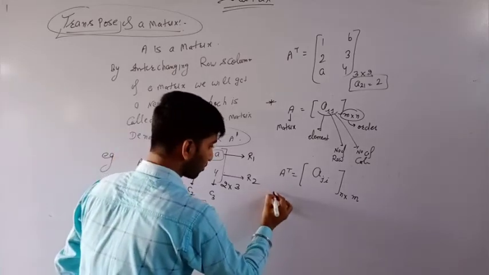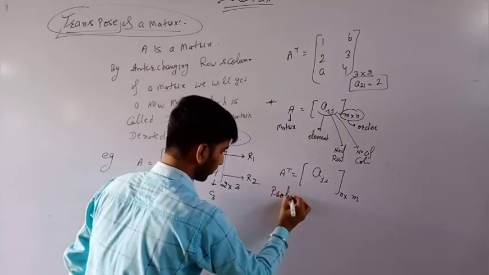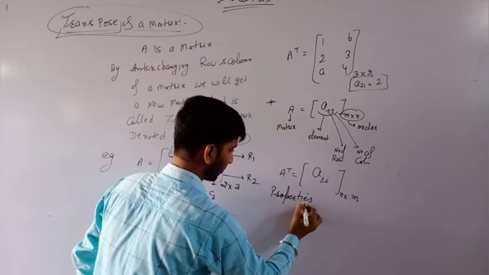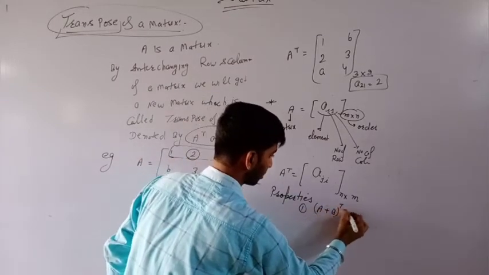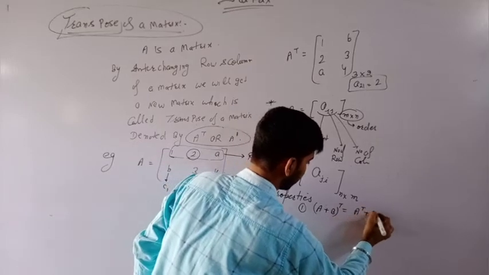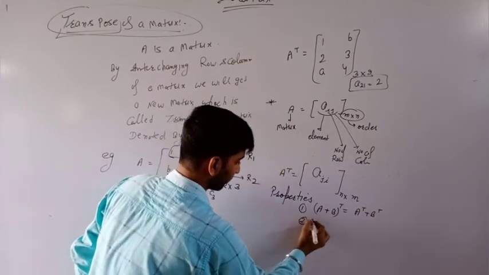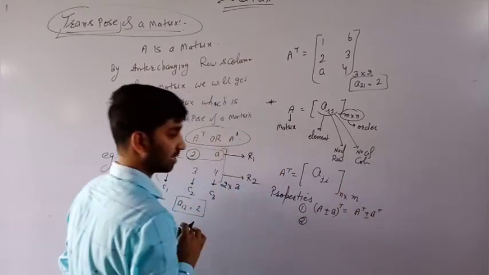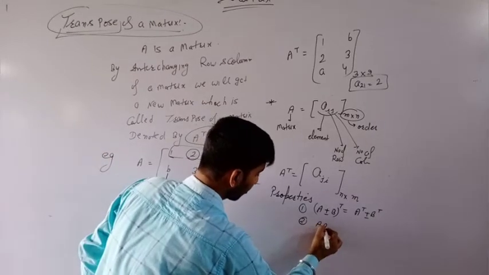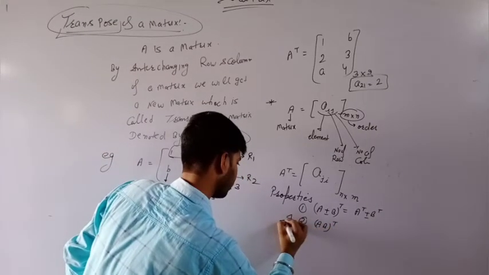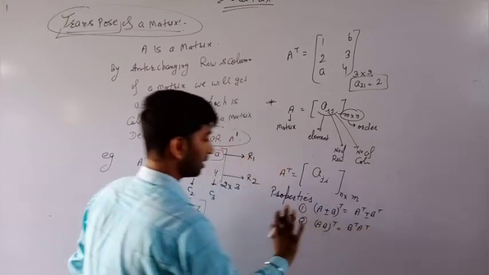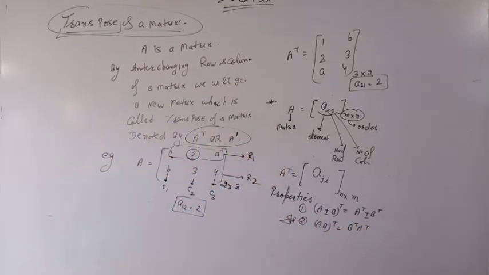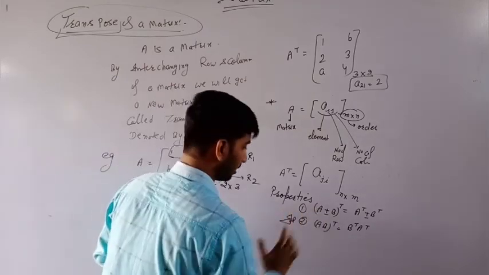Some properties of transpose. First, if we have to find the transpose of A plus B, then we can write A transpose plus B transpose. Similarly for subtraction. In the product it will change: AB transpose is equal to B transpose A transpose. You just have to learn these normally.